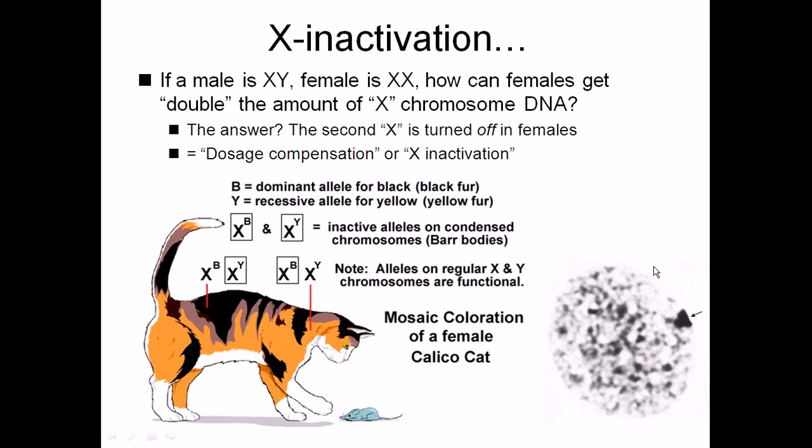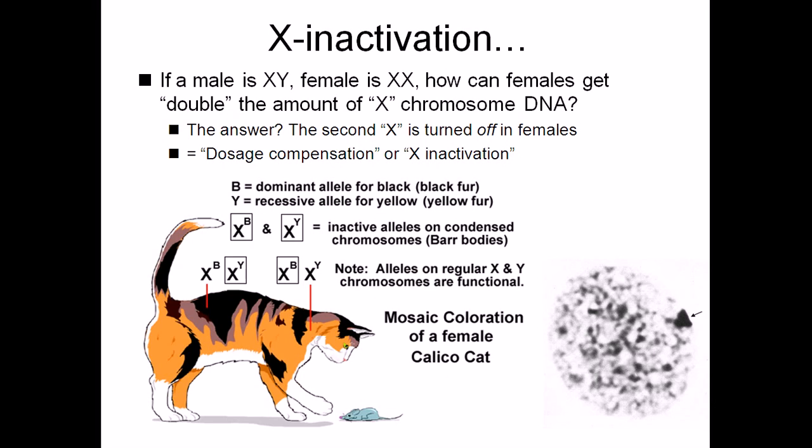It is named after its discoverer, Barr, so bar body, right? So one X is completely inactivated. That is called X inactivation, right? And this is also called dosage compensation. Dosage compensation means we have a dosage of X genes, and we need to compensate that dosage for certain things. That's why the bar body forms.